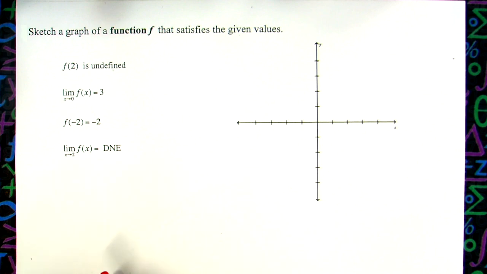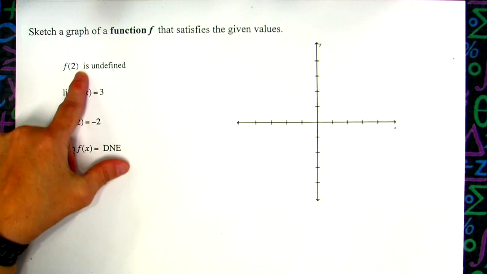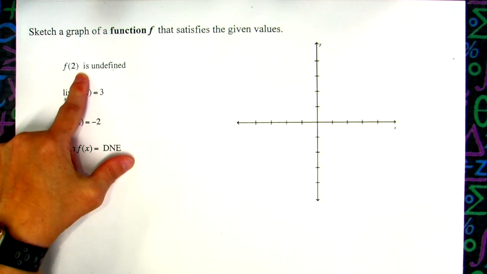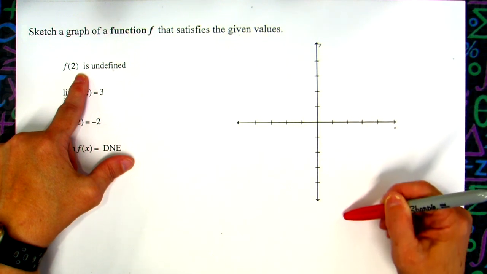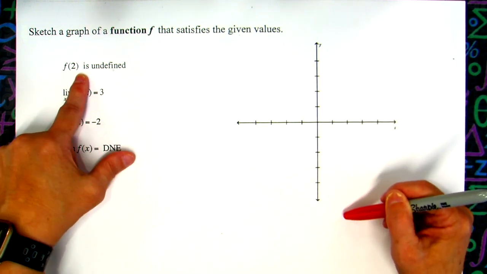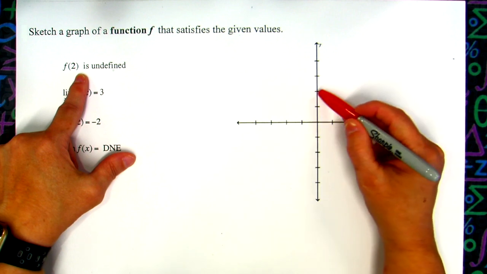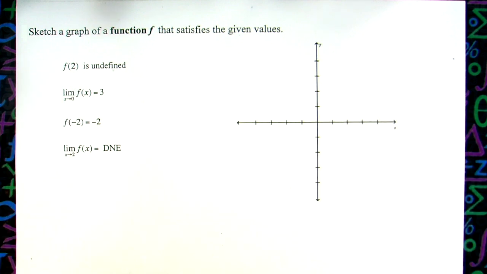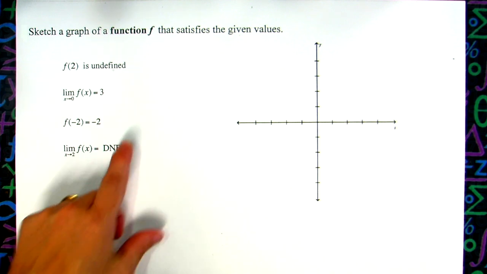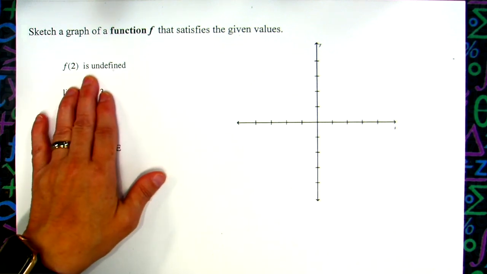There are multiple pictures that could be drawn for almost every one of these, because if we just look at this first one right here, it says f of 2 is undefined. Well, I could make it undefined if I had just a vertical asymptote. I could also have maybe some type of jump or a hole here that would make that f of 2 undefined. So a variety of different ways to do it. So I think I will start with that one right there.